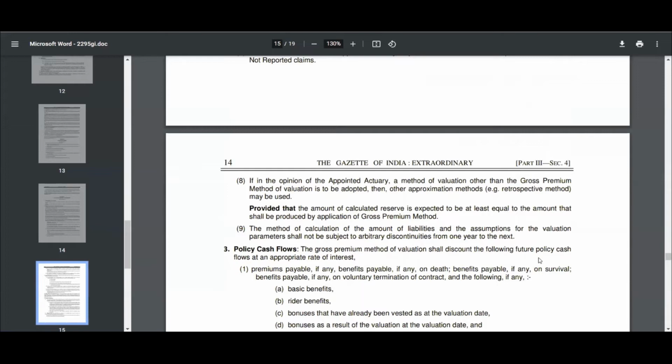The reserves that we are calculating, the method of calculation of the liabilities and assumptions, should not be subject to arbitrary discontinuities from one year to the next. So you cannot change the method of calculation or the assumptions just on your whims and fancies, right? So that's what has been called out here.